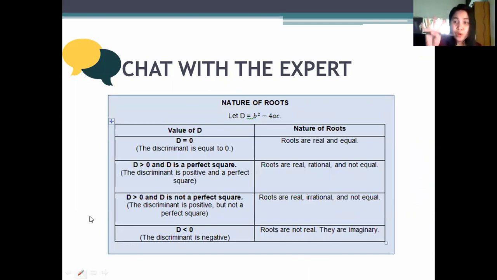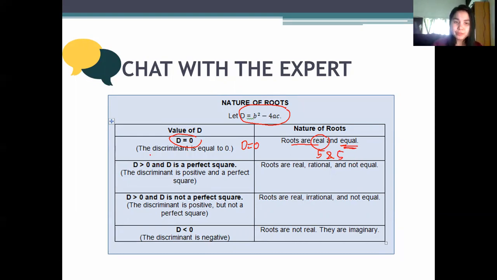There are 4 classifications. First classification. Remember, we need to solve for b squared minus 4ac. If our discriminant is 0, it means that the roots are real and equal. For example, if the discriminant is 0, then the roots can be real. Example, 5 and 5, and they are equal. So usually we write it as 5 with multiplicity 2.